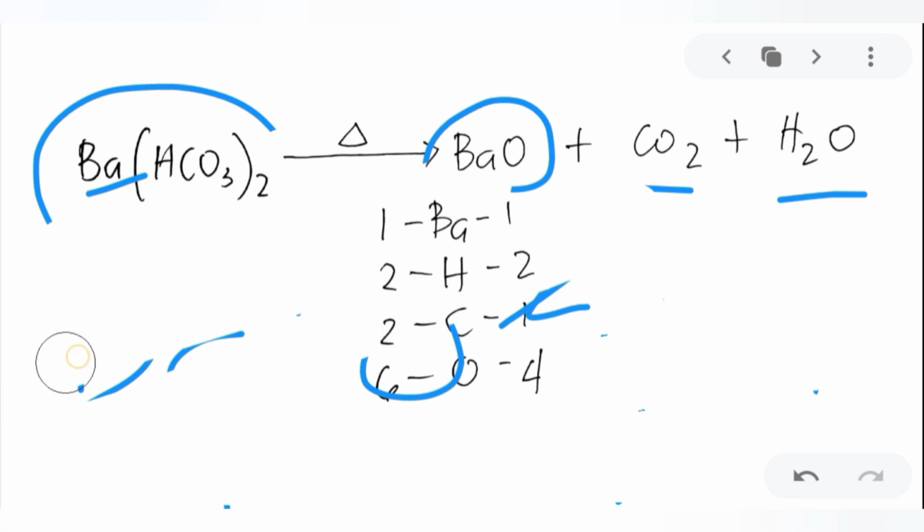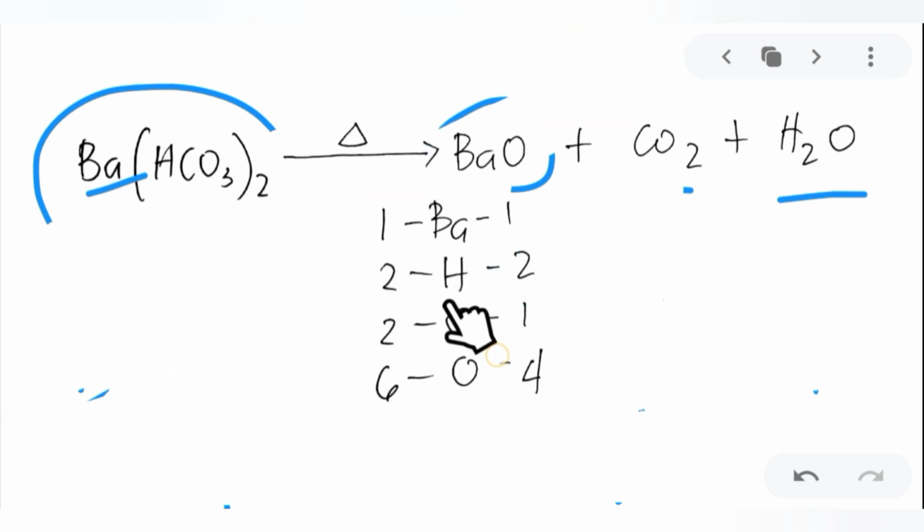So let us check if this is a balanced equation. How many barium do we have? On the reactant side, we have 1. How many hydrogen? We have 2. How many carbon? We have 1 times 2, that is 2. How many oxygen? That is 6, 3 times 2 here. On the product side, we have 1 barium, and then hydrogen is 2, and then carbon is 1, and then oxygen is 4, that is 2, 3, 4.